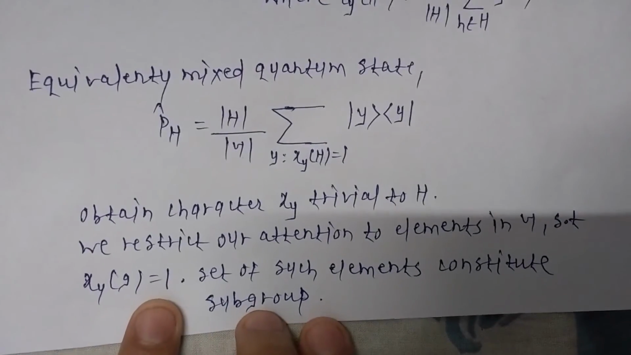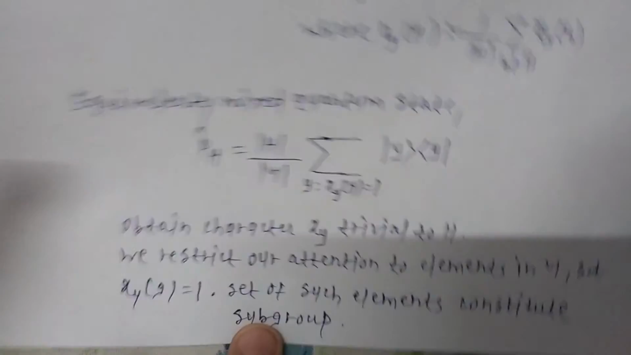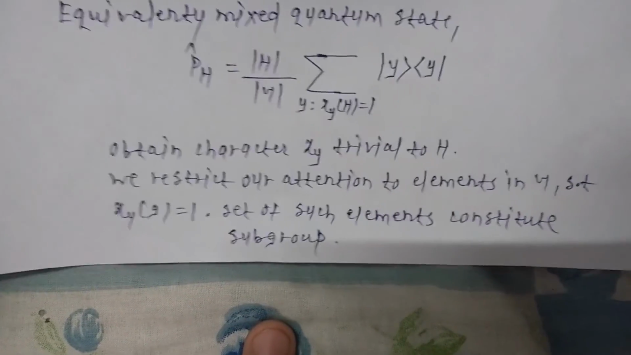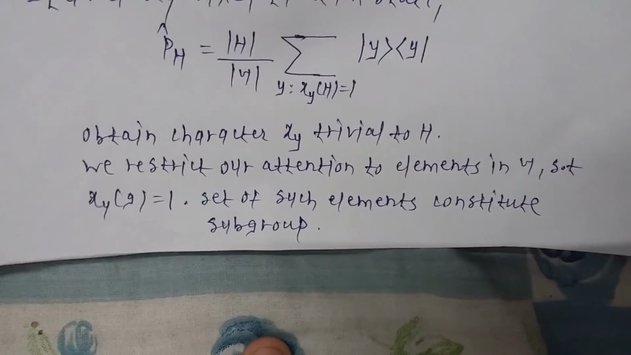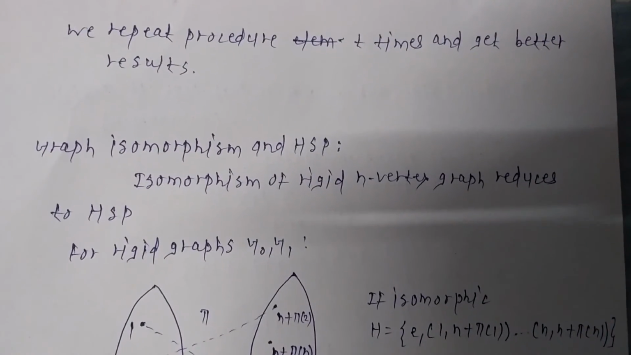We obtain the character chi_y, which is trivial on capital H. We restrict our attention to the elements in G such that chi_y of g should be 1. The set of such elements constitutes the subgroup. Repeating this T times, we will get better results.